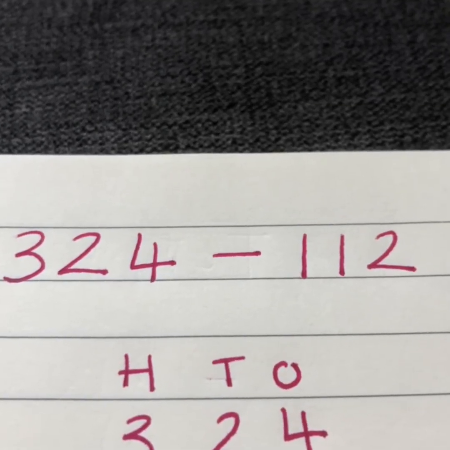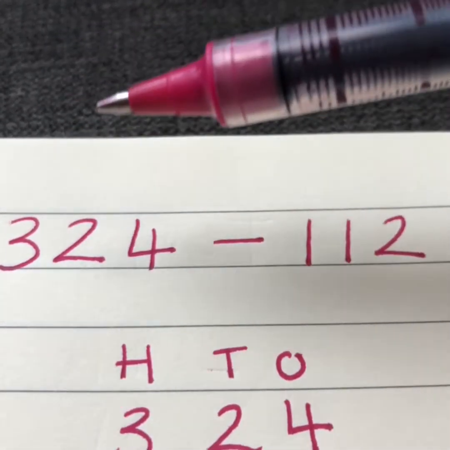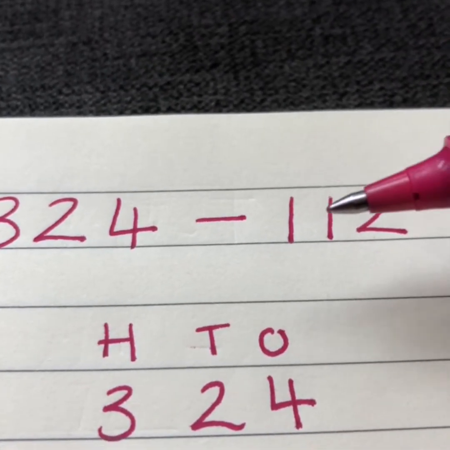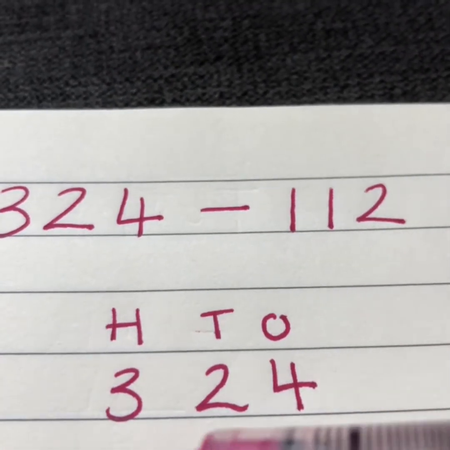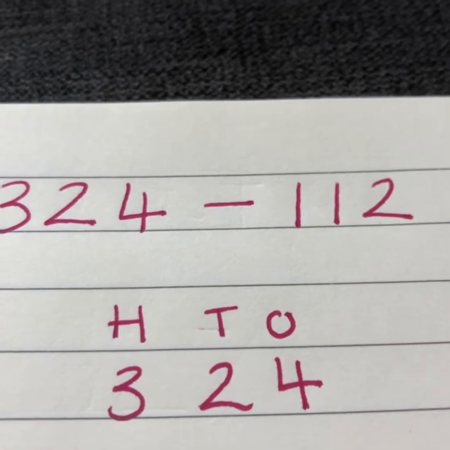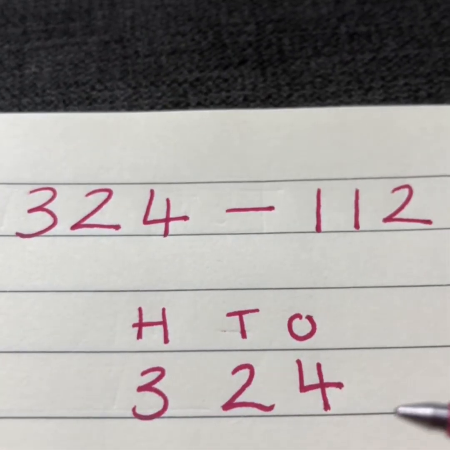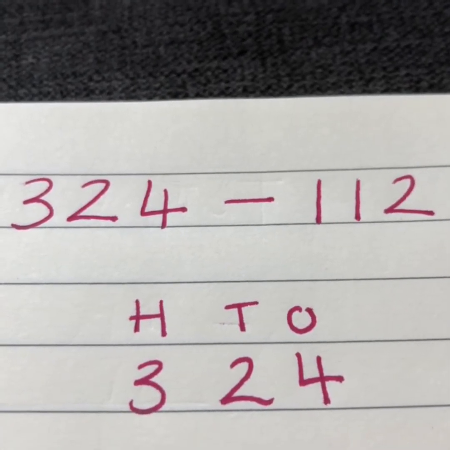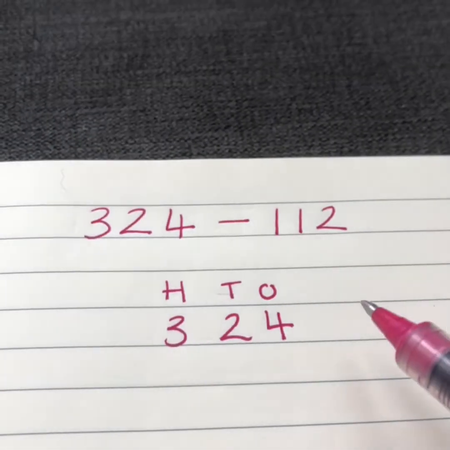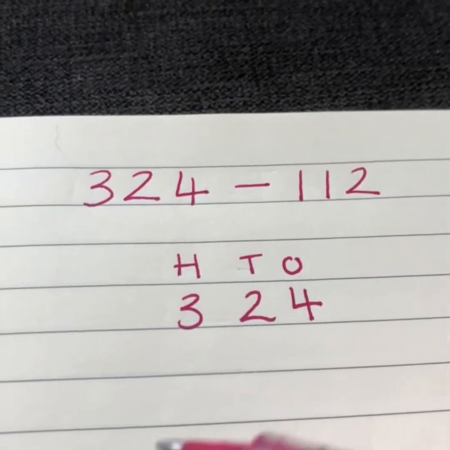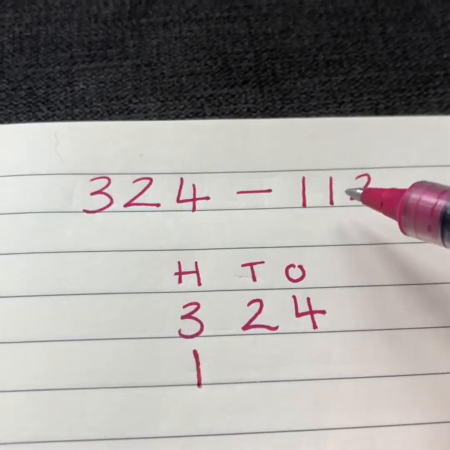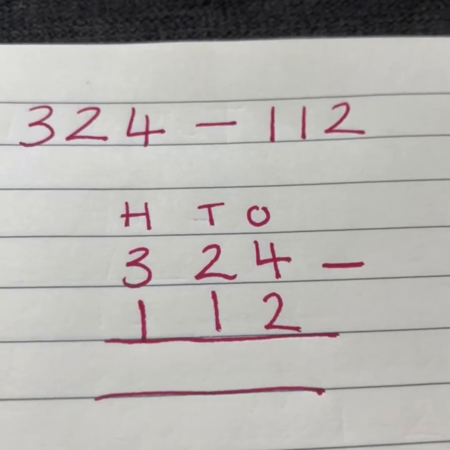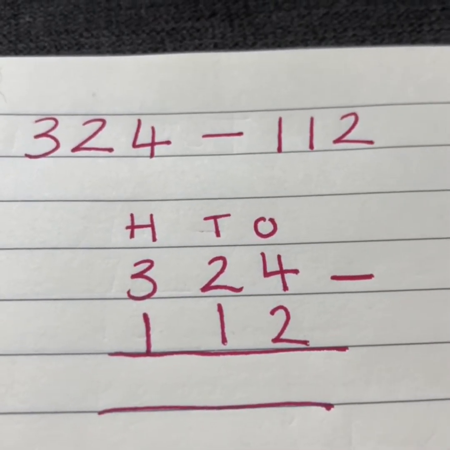Okay, so here is my number sentence. 324 subtract 112. So I've done my hundreds, tens and ones here, and I've just put 324 into there. So I've got 3 hundreds, 2 tens and 4 ones. So I'm going to put 112 in here. So I've got 1 hundred, 1 ten and 2 ones. And then the big equals sign and the subtract sign.